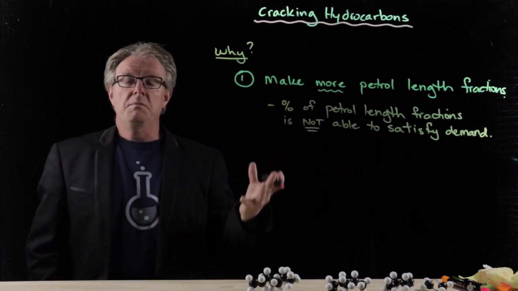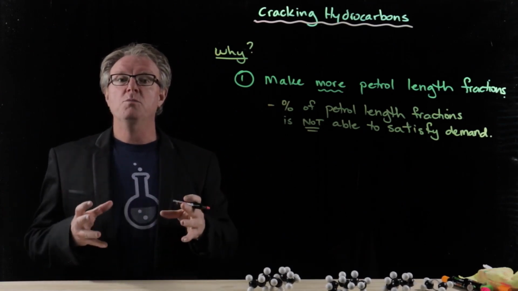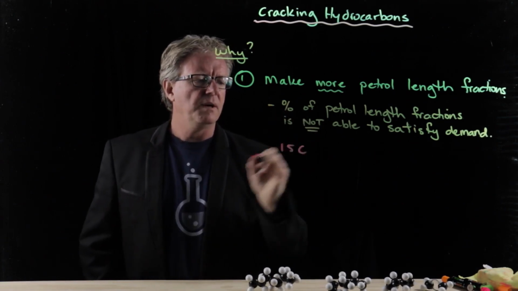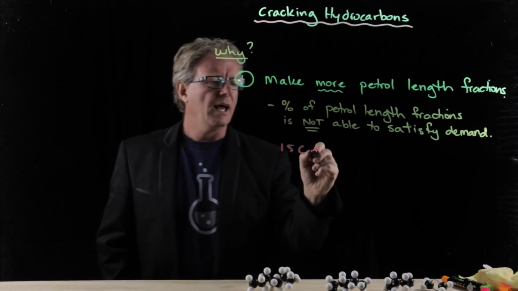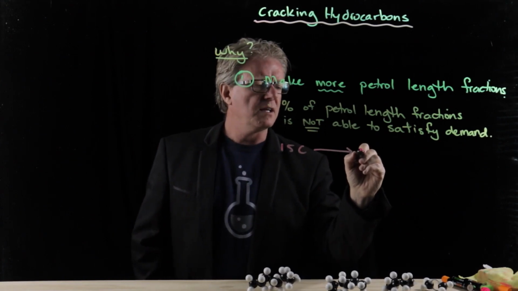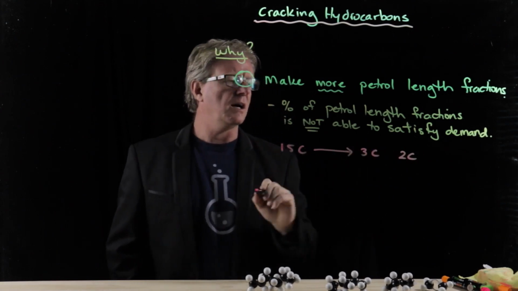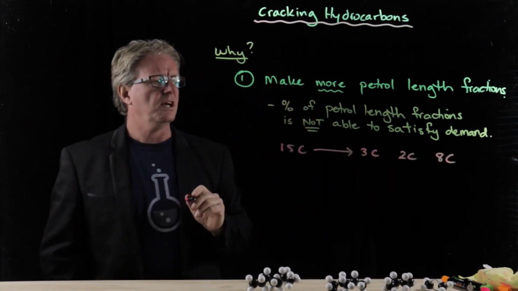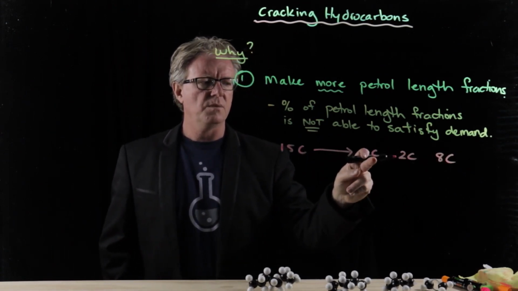So let's say, what do we mean by cracking? Well, cracking is breaking something apart and making it smaller. So that's what we want to do here. Let's say we start off with a pentadecane, which is a 15 carbon molecule, and we want to break that down into smaller components. So we might break that down into a propane, some ethanes, and maybe an octane. So we have one octane, we have two ethanes, and we have a propane.